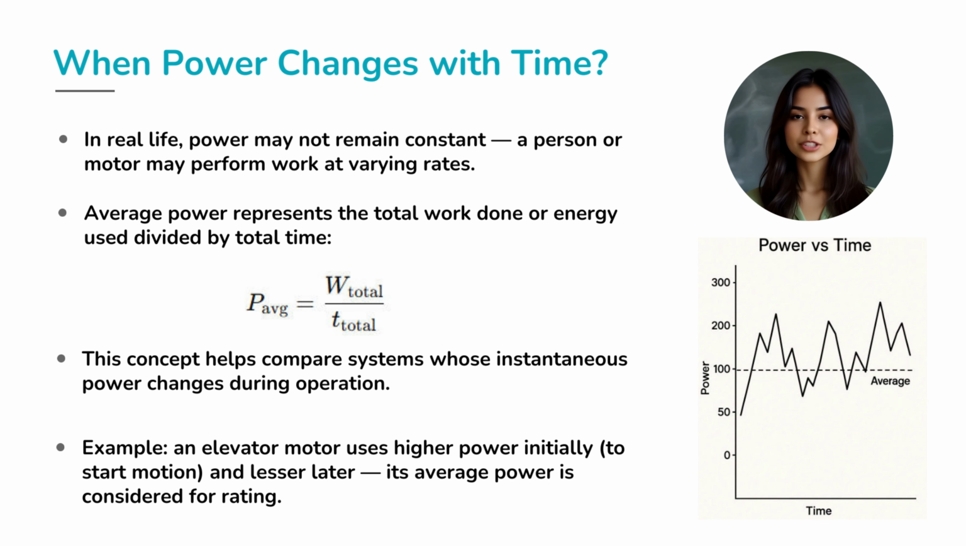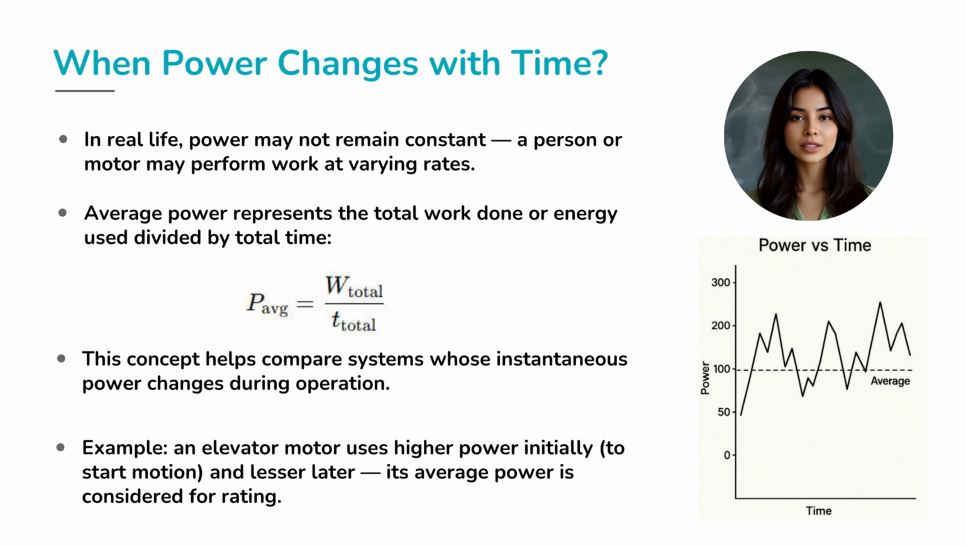Now here's something interesting. Power doesn't always stay the same. Imagine running up a hill. At first you sprint fast, but halfway up, your pace slows down. You're still doing work, but your instantaneous power keeps changing. That's why we use the concept of average power. It's defined as total work done divided by total time taken. We say P average equals W total divided by T total. This gives a realistic value of how much energy you've used on average.